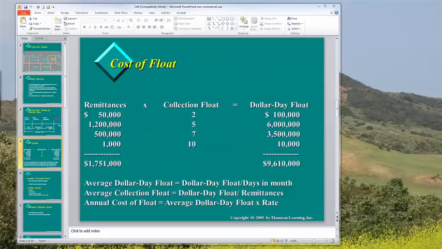And we'll start with this concept of dollar-day float, which allows us to calculate the cost of waiting for our money. We will calculate the average dollar-day float, the average collection float, and the annual cost of that float. And the term float means we're waiting.